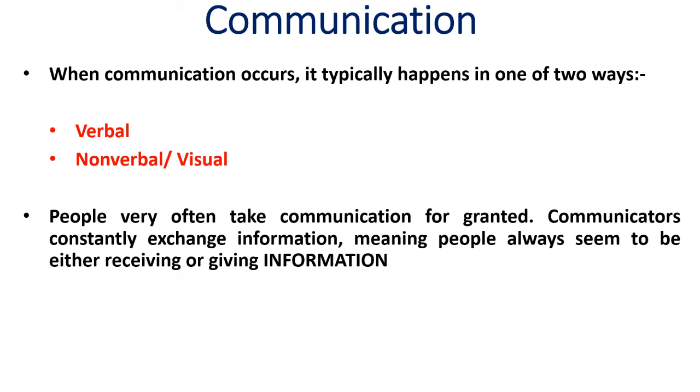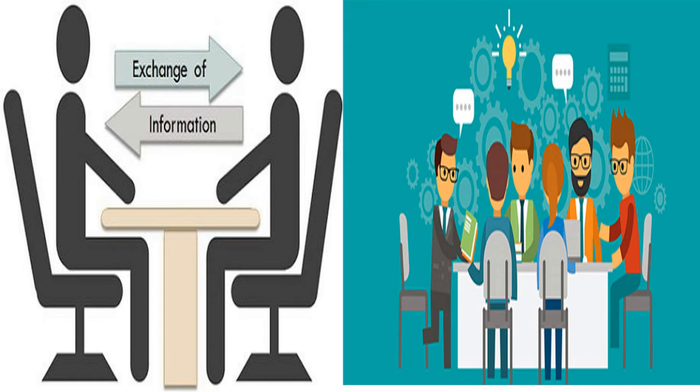Communication is actually of two types: verbal and non-verbal, or verbal and visual communication. People often take communication for granted. Communicators constantly exchange information, meaning people always seem to be either receiving or giving information. So we can say that we would be in a dumb society if we did not communicate. Communication is very important for any society, and nowadays, if you do not know the proper way to communicate, you will be unable to survive in practical life.